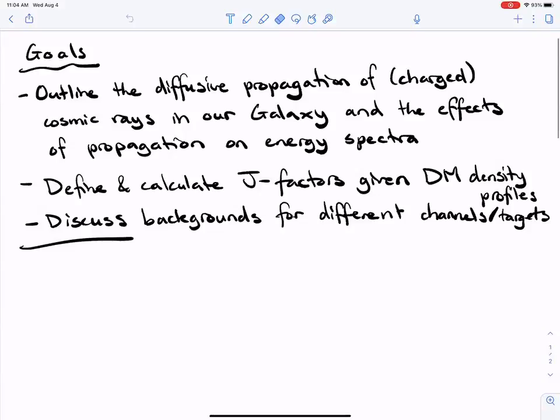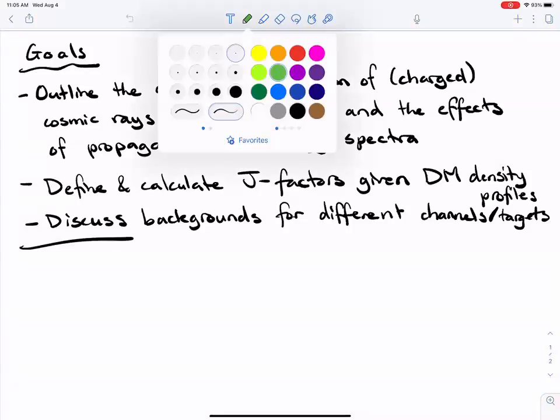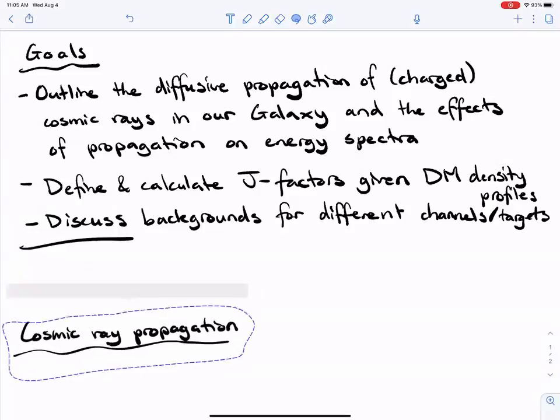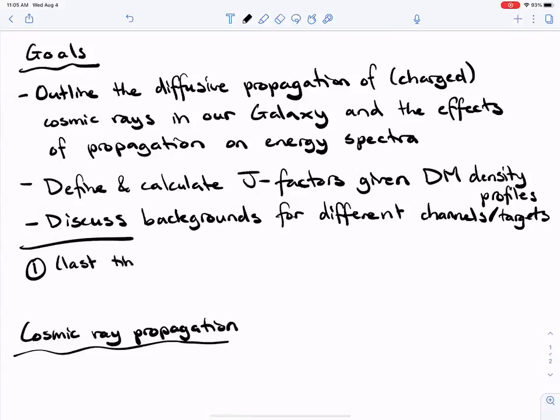So where I want to begin today, and I'm also going to experiment with Tonya's innovation of using a chair here, which will hopefully make my handwriting better, is cosmic ray propagation. Actually, let's begin a little before that. I said last time that when dark matter annihilation or decay happens somewhere in the universe or in our galaxy, step one was to go from the DM model to a spectrum of stable standard model particles.